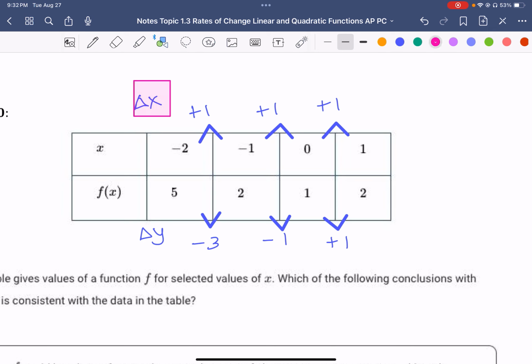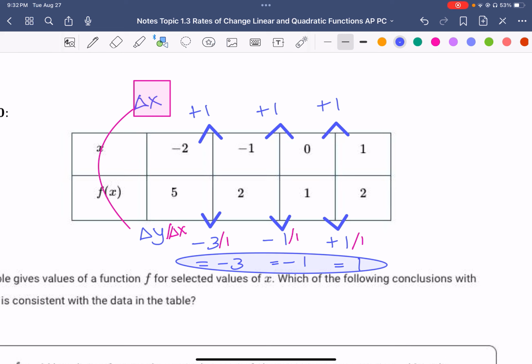I'm going to bring this, and I'm going to divide them over here. Now, since they're all 1, it's not really going to have much of a difference. The numbers are going to stay the same, which is -3, -1, and +1. So these here are my average rates of change. Now if I do it again, to get from these numbers, I'm going to have to add 2. Okay, so this is my rate of change of the average rate of change.